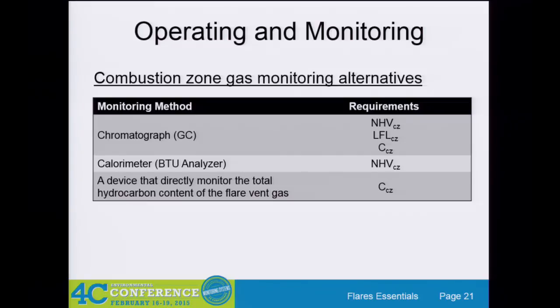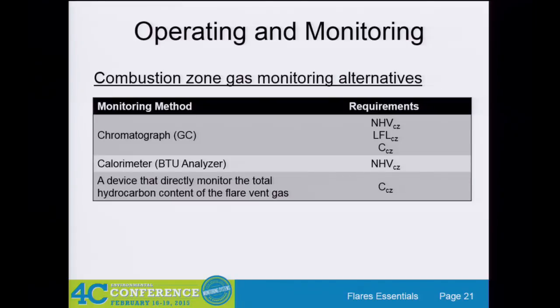My first initial thoughts were something like an FTIR, which is good at measuring hydrocarbons, but FTIR isn't the best with hydrogen, so I don't know that that's really the solution for that one. That's why I've been having a hard time coming up with that.